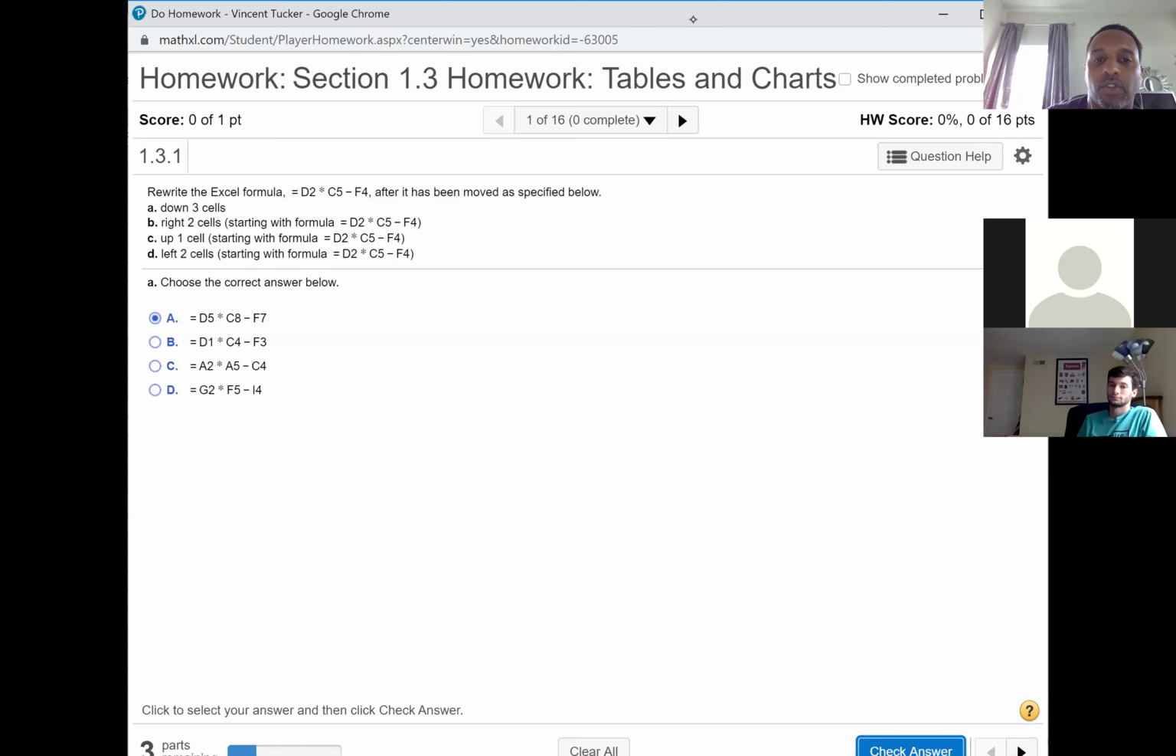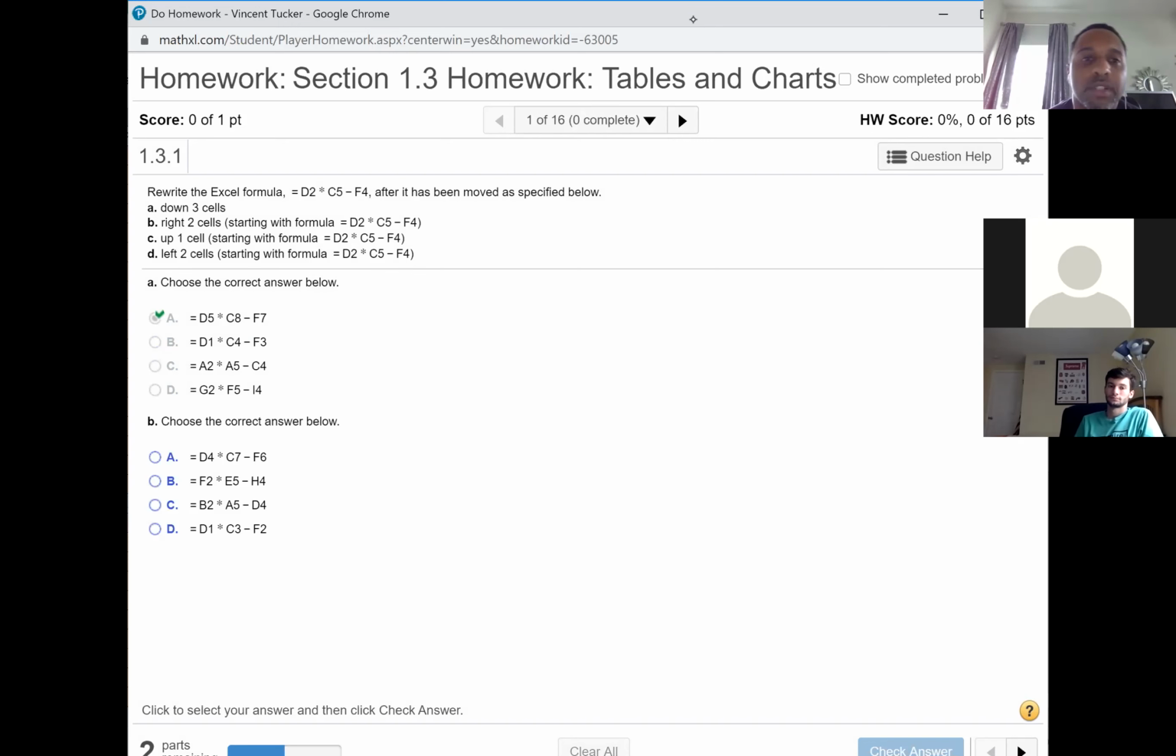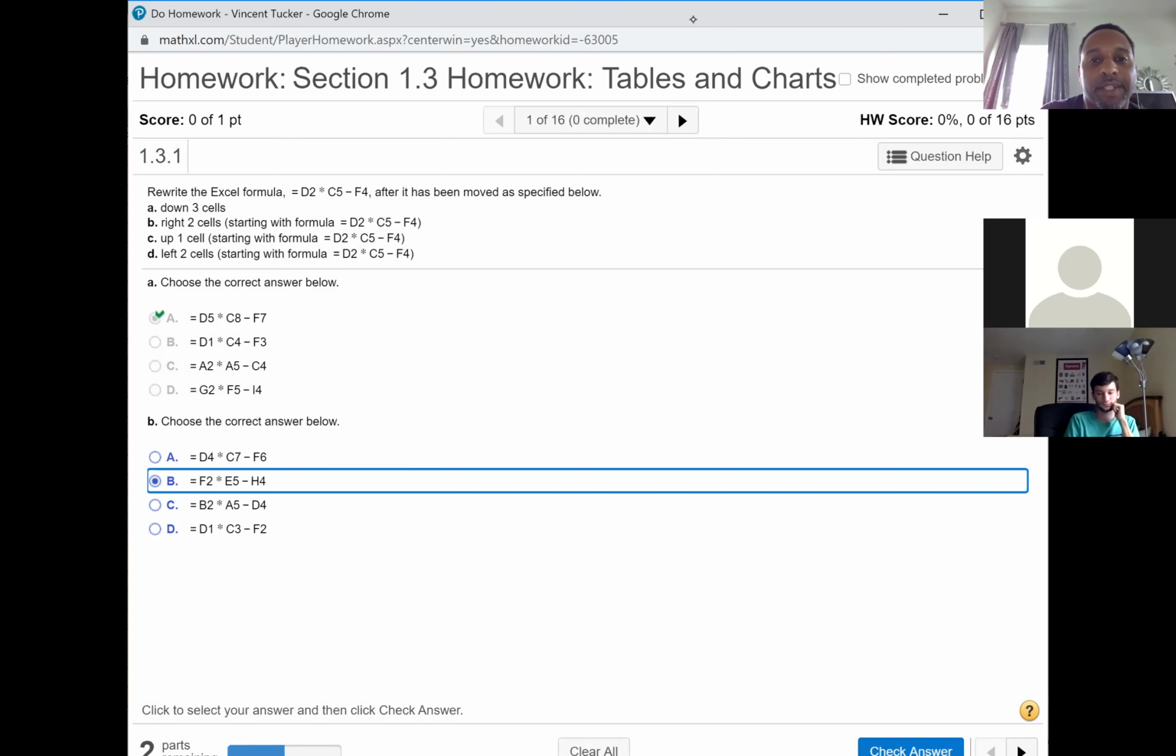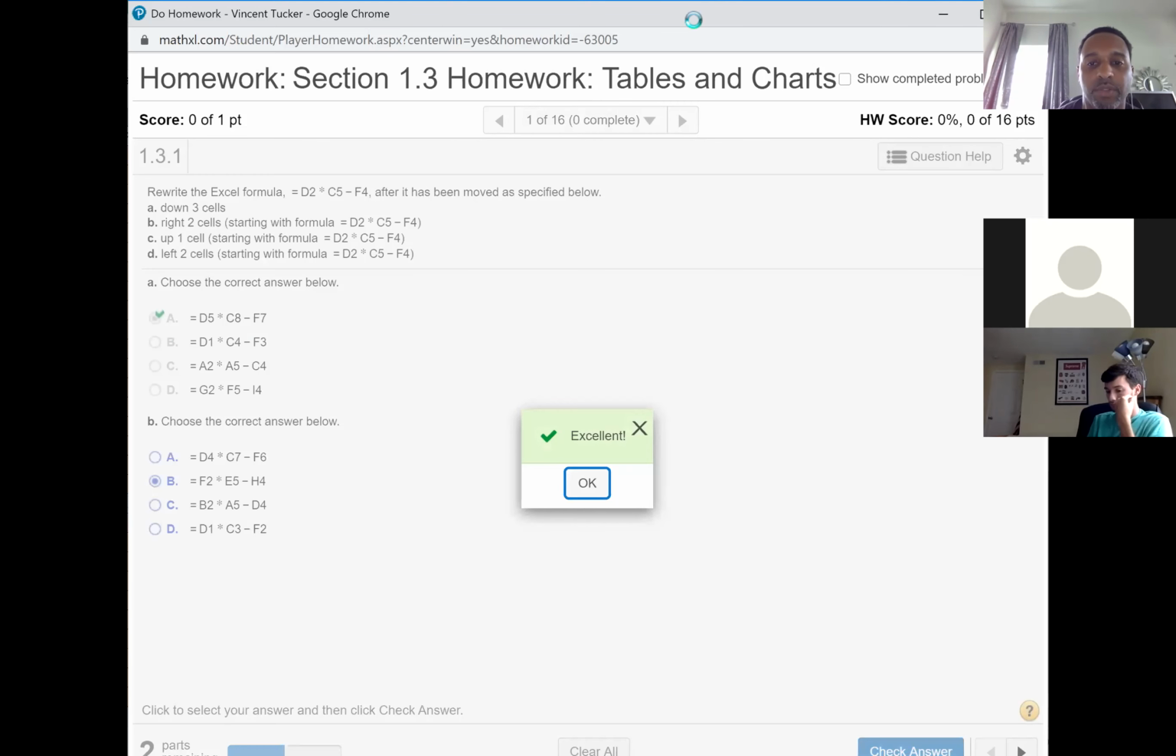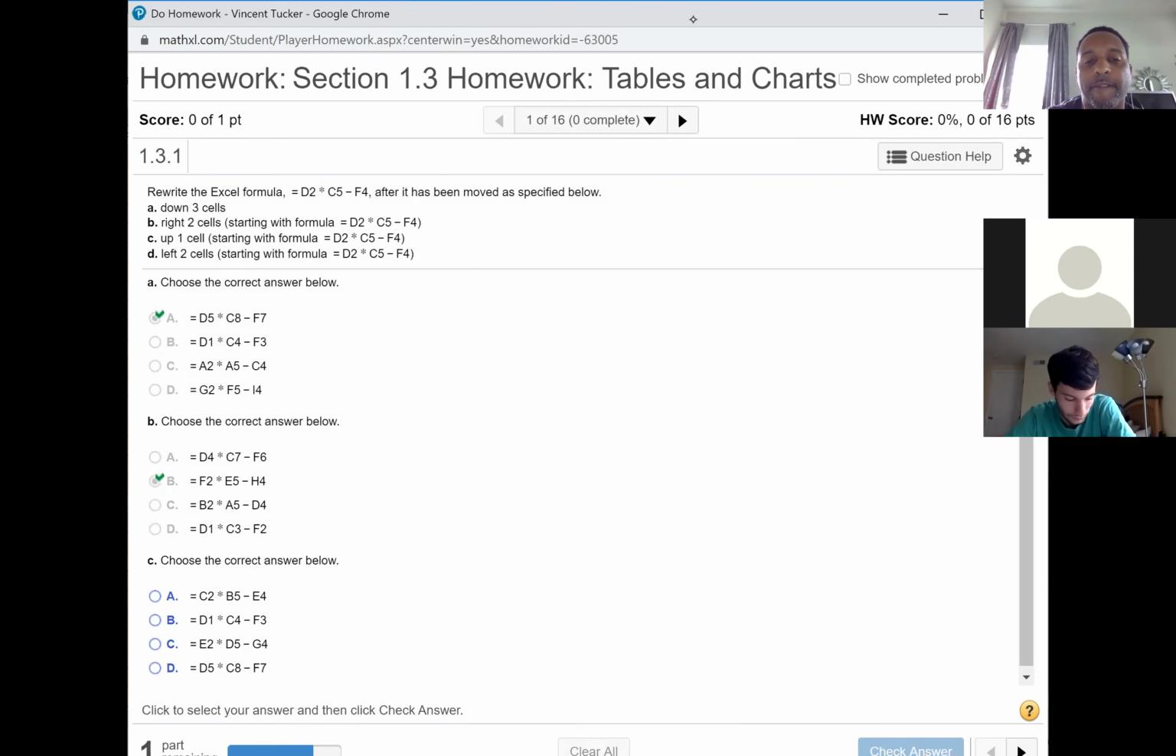So when you're going down or up, all you're doing is changing the numbers. If you're going right or left, you're changing your letters. So right 2 cells: you've got to sing the alphabet to yourself or whatever the case may be. If you're going to the right 2 from D, that's E, F, so you're looking at F2. Then if I take C to the right 2, that's going to be E, and then that'll be H for F. And so that's how you would do that type of assignment.